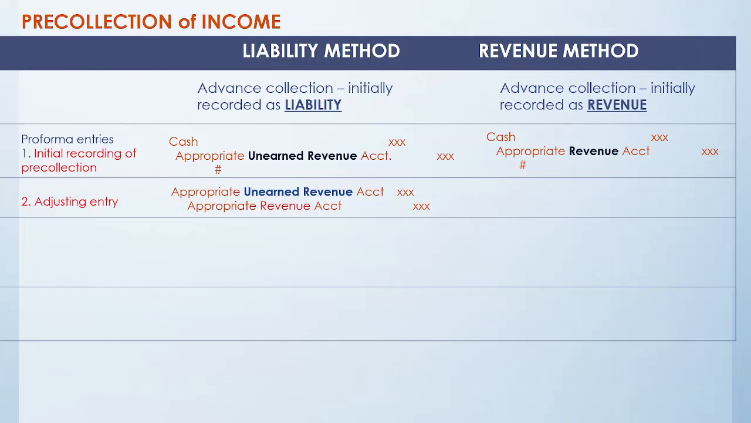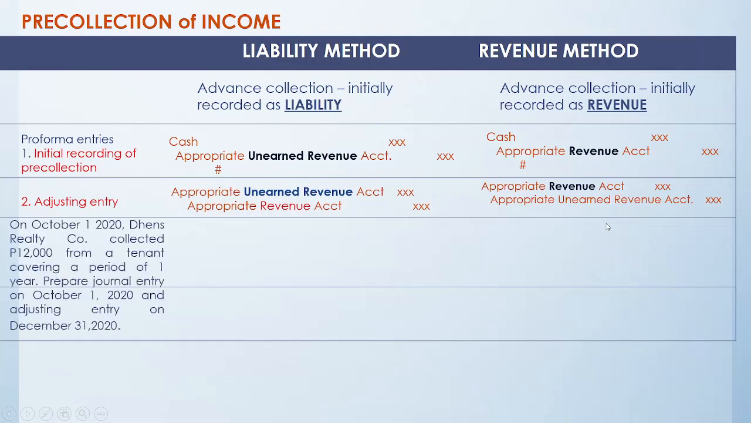And using the revenue method, we have to adjust this one because some portion of this will still be unearned, or still be a liability. That's why our journal entry would be a debit to the appropriate revenue account, and we will record or establish the liability account, the unearned revenue account. To understand it further, let us assume this transaction.